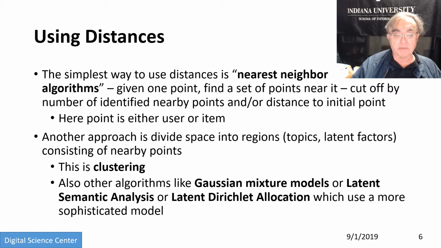And the other one is to divide the space into regions. That's called latent factors, or topics in the case of information retrieval. And that's clustering. Those consist of points that are near each other. And there are other related algorithms, Gaussian mixture models, latent semantic analysis, latent Dirichlet allocation, which use very sophisticated models, more sophisticated than clustering, to determine topics or latent factors, which are effectively ways of representing spaces and dividing them into regions where the points in the regions are near each other.